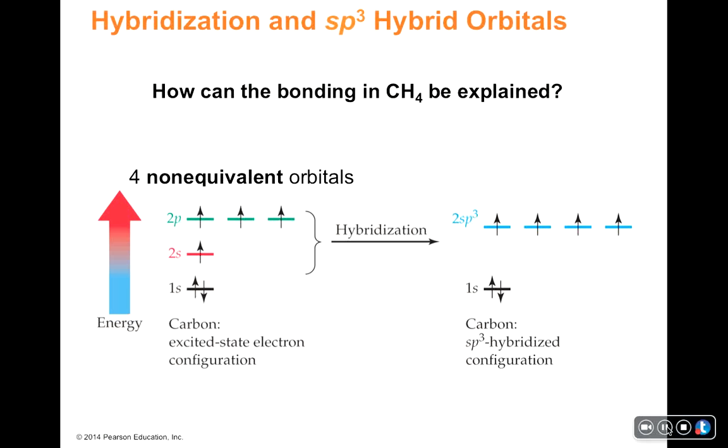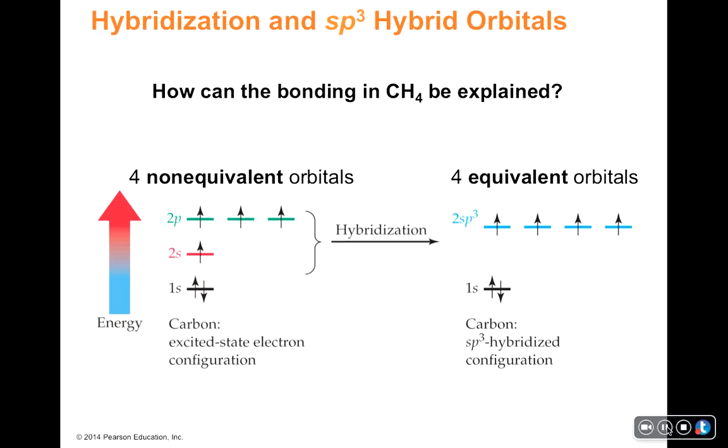So we end up with 4 equivalent orbitals here, so that's important. They're all sp3 hybrid orbitals, each one of them. And they're all at the second energy level. And so now what we can do is put all 4 of those electrons for carbon in those 4 equivalent orbitals. And now we can explain how that carbon bonds to hydrogen.